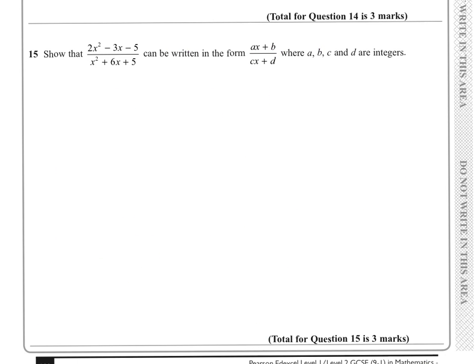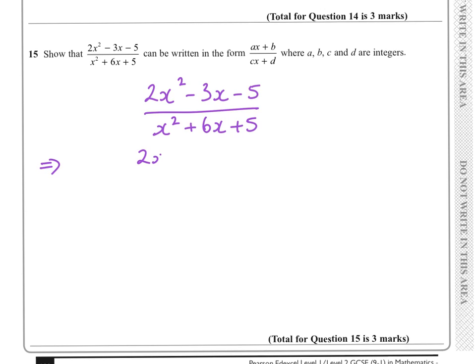Question 15. We've got an algebraic expression here with a numerator which is a quadratic and a denominator which is also a quadratic, and we somehow have to cancel this down into something which has a linear numerator and a linear denominator. So let's have a look at what we have. So I'm guessing here, with the experience that I have, that we just want to factorise the denominator first and see what we get from there. So we'll leave the numerator the same for now.